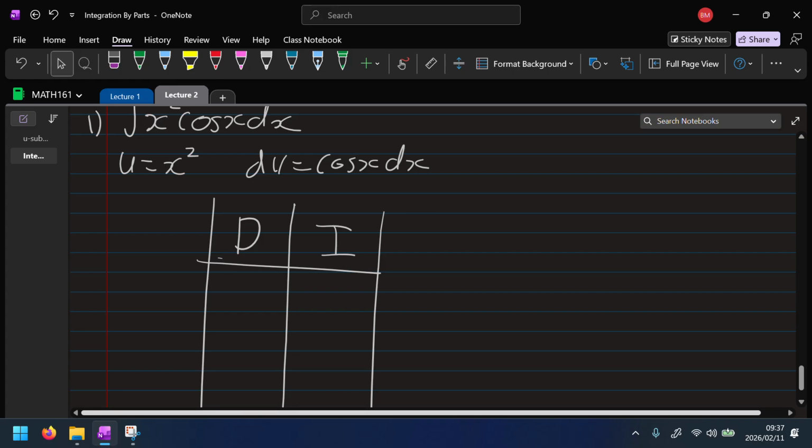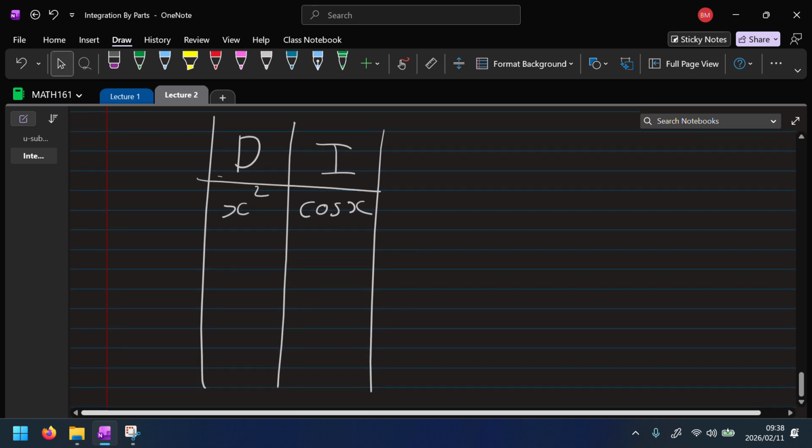D stands for differentiate. Down that column, we're going to differentiate the function again and again for each row. I stands for integrate. Down that column, we're going to integrate the function for every row. So we start off with x squared and cos x. And we're going to repeat the process of differentiating and integrating, and there's going to be a cutoff point. We'll see where that's going to be. So down the first column, that's D for differentiate. X squared becomes 2x.